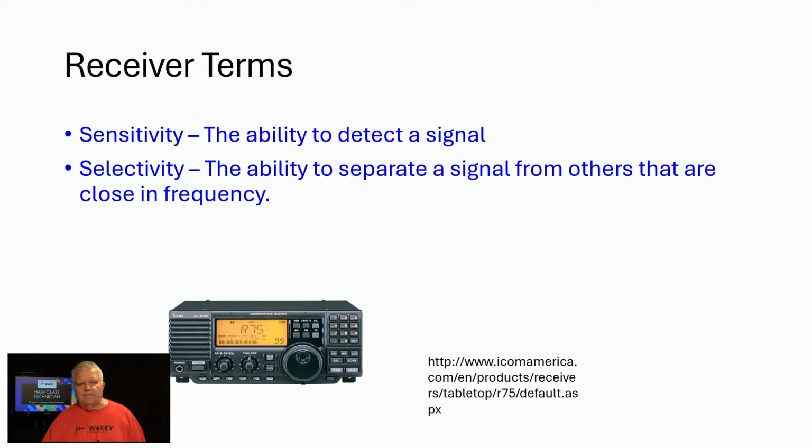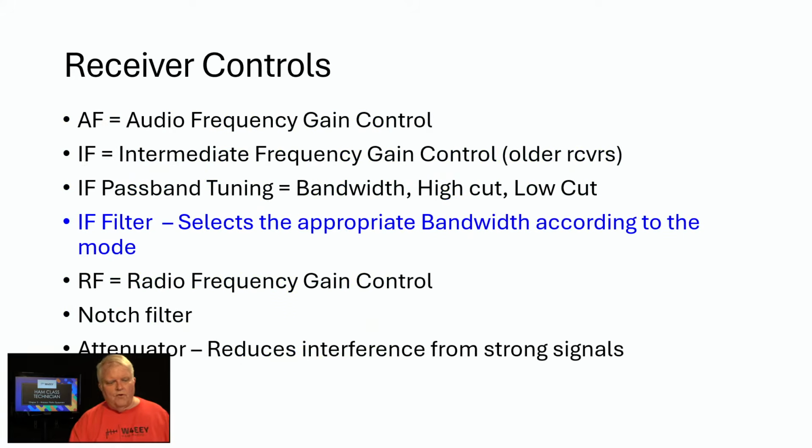Now, on receivers, some terms we want you to know about. How sensitive is the receiver? It's the ability of a receiver to detect a weak signal. That's its sensitivity. And then going along with that is its selectivity. It's the ability to separate one signal from another that are very close in frequency. So these are important things to have with receivers. And receiver controls, we have on our radios an AF control. AF stands for audio frequency. It's a volume control.